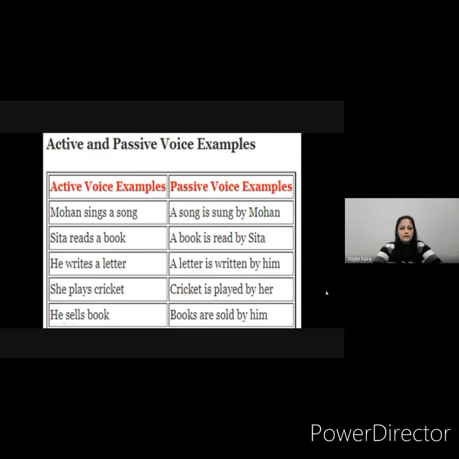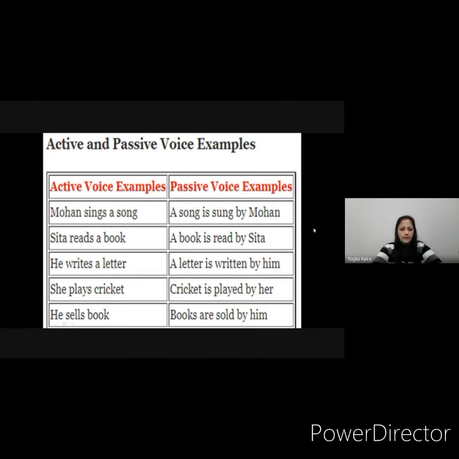The next one is: Mohan sings a song. A song is sung by Mohan. Sita reads a book. A book is read by Sita. He writes a letter. A letter is written by him. She plays cricket. Cricket is played by her. He sells books. Books are sold by him. So these are a few examples where we have changed simple present tense sentences into the passive voice, keeping the rules in mind.